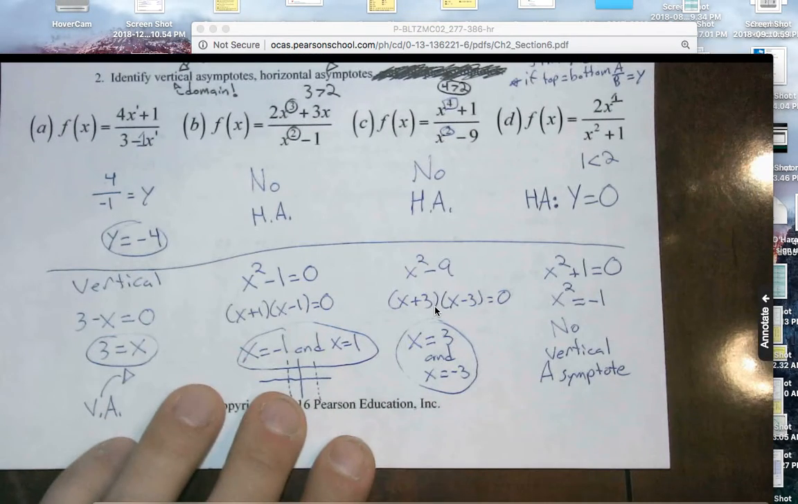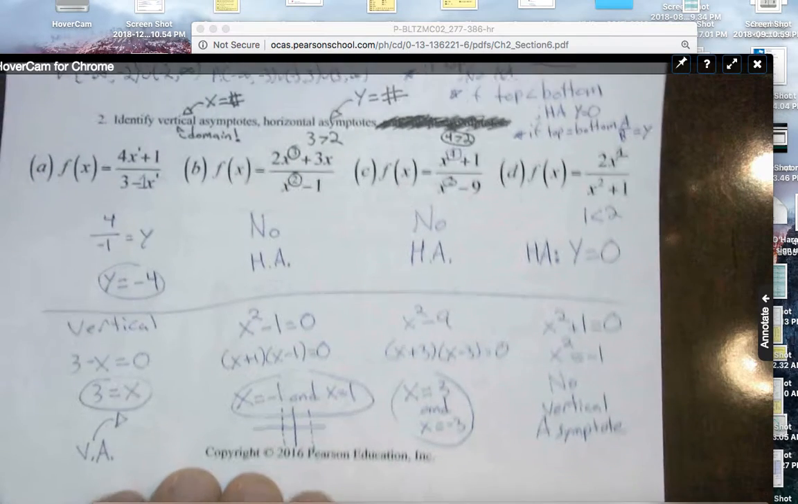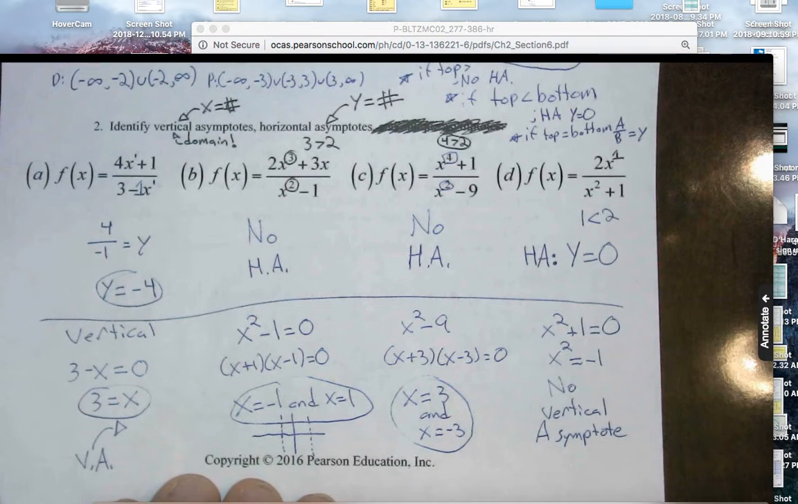If you have any questions on these examples, please let me know. Come to class with them. Get familiar with the properties that I mentioned here. Domain and vertical asymptotes are very similar, so be on the lookout for those.